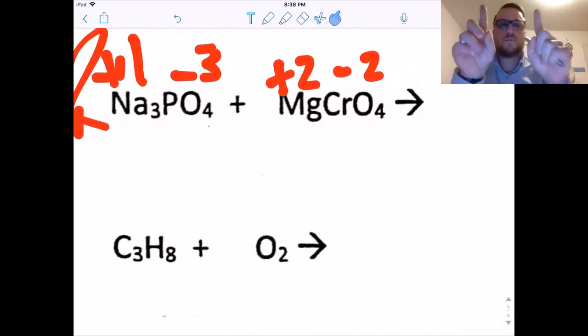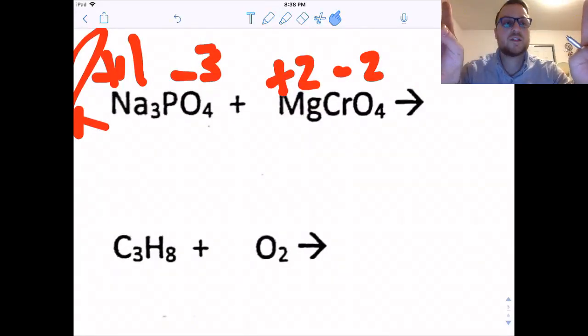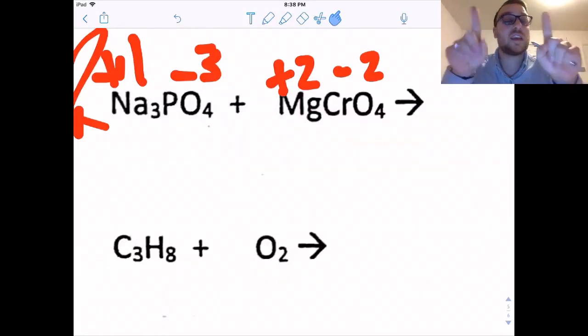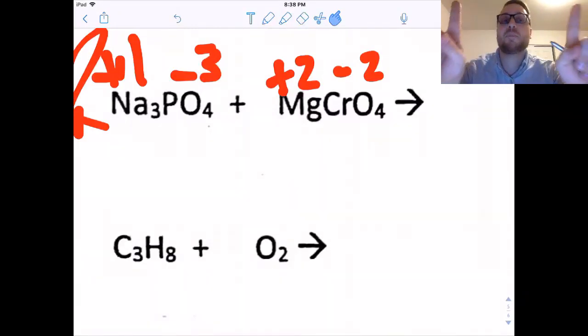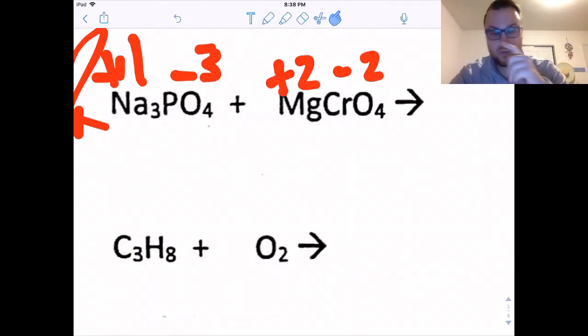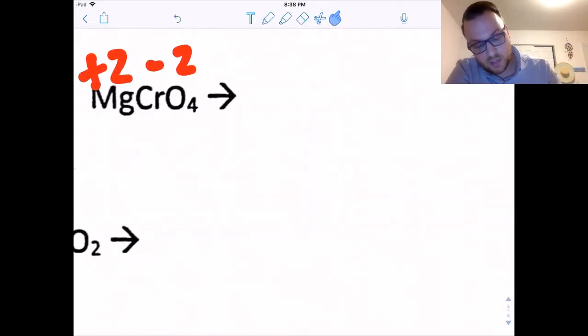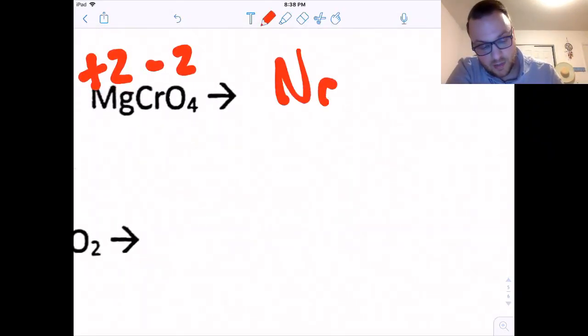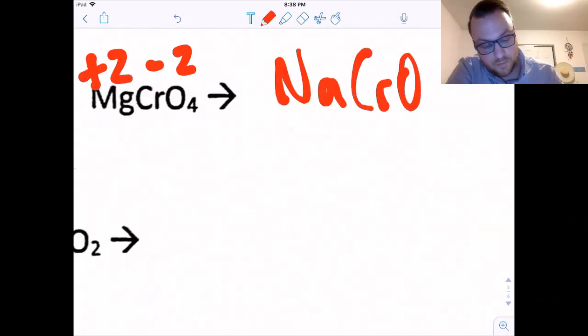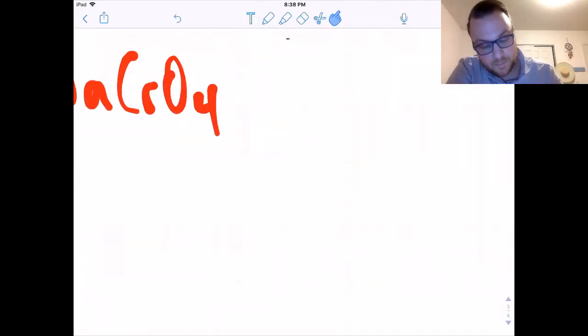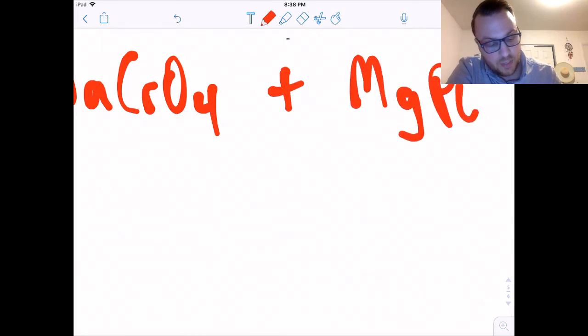From here, you take the 2 positive ones or the 2 negative ones, however you want to imagine it, doesn't matter. But take the 2 ones that are the same charge, not the same number, and switch them with each other. So, we got now Na is with CrO4, and Mg is with PO4.